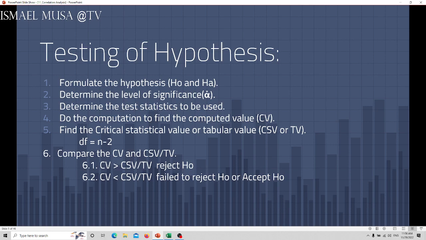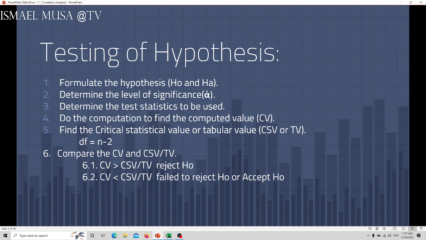So, step number 5 is you find the critical statistical value or the tabular value, or in acronym, we say CSV or TV, where df is n minus 2. Then step number 6: you have your CV, or your computed value, and you have your critical statistical value or tabular value. So you compare your CV and your CSV or TV.